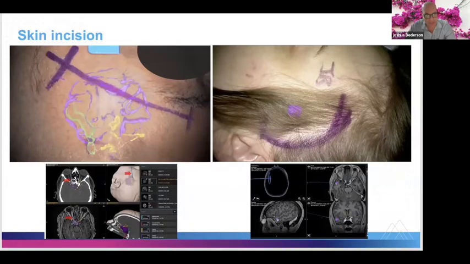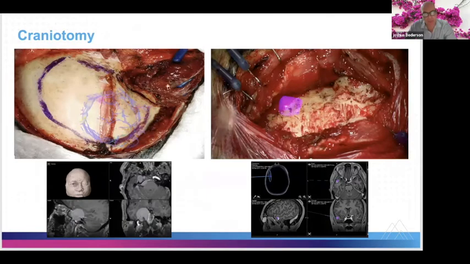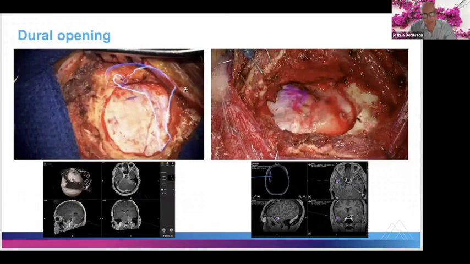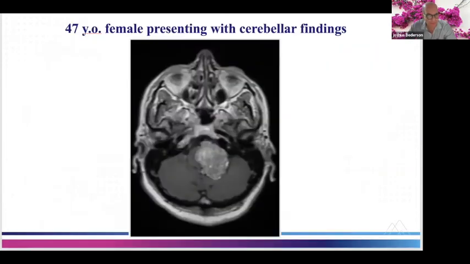It's on the opposite side in a different patient. Once we have the scalp reflected, we see exactly where that's going to be to help design our craniotomy, as well as the dural opening. This is a 47-year-old female presenting with cerebellar findings and this very large tumor.